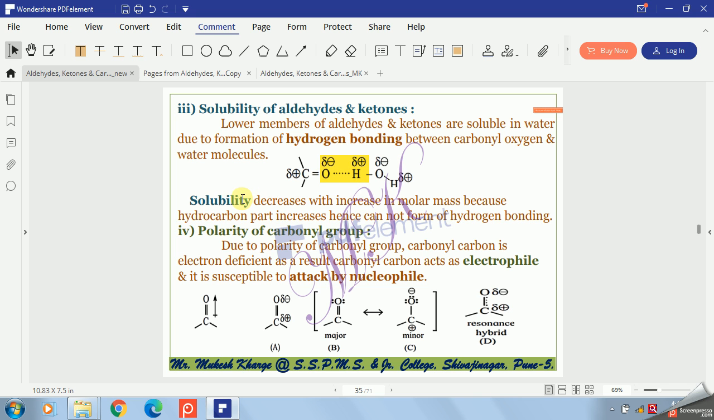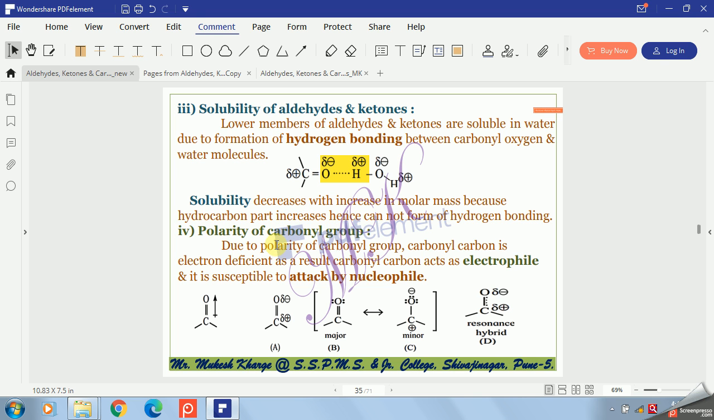Then solubility decreases with increasing molecular mass because hydrocarbon part increases, hence cannot form hydrogen bonding. So if the bulkier group, means alkyl group, hydrocarbon group gets attached to this carbonyl carbon, that decreases the solubility, because if we increase the alkyl group, number of that carbon and hydrogen goes on increasing, that increases the molecular mass and hence solubility decreases.